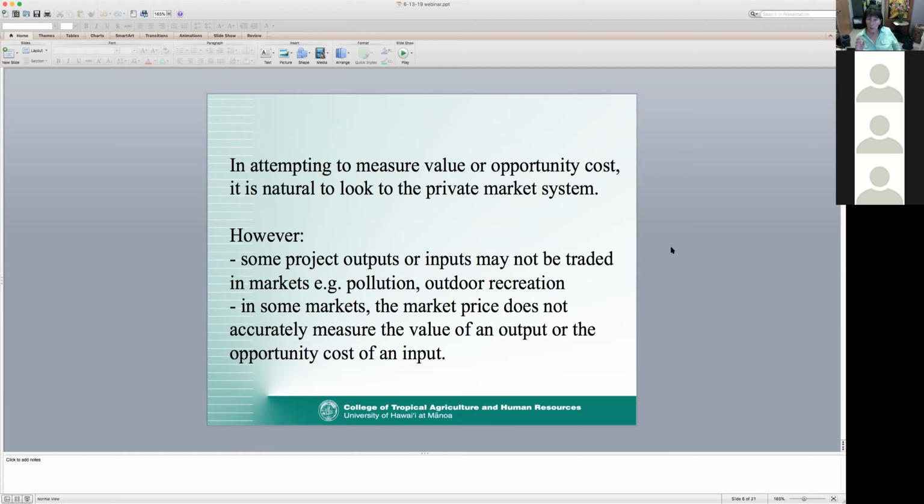But sometimes inputs or outputs are not traded. They don't go through markets, like pollution or the value of a pretty view of a sunset or the value of being able to go outside, okay? And then in other markets, the market price does not accurately measure value because we've mucked with it somehow. Something has happened. It's not a competitive market. There's somebody in there with too much power, or complainers have convinced us to alter market prices to be artificial, which they love to do.